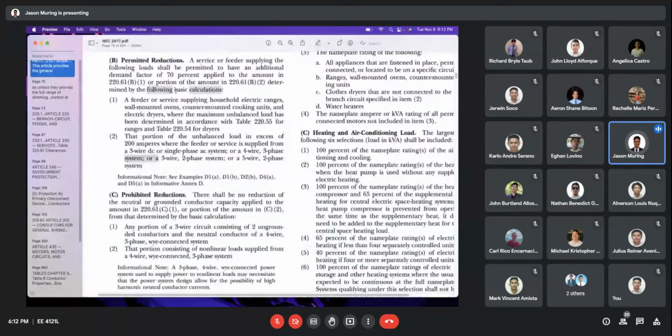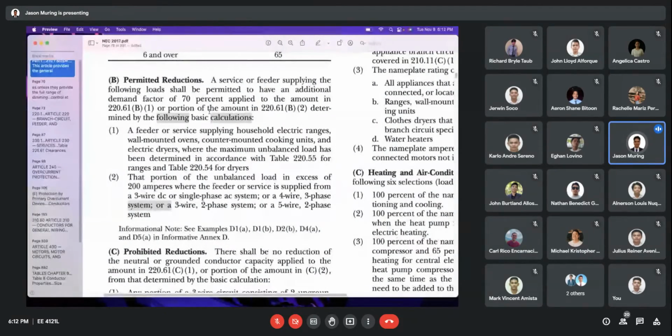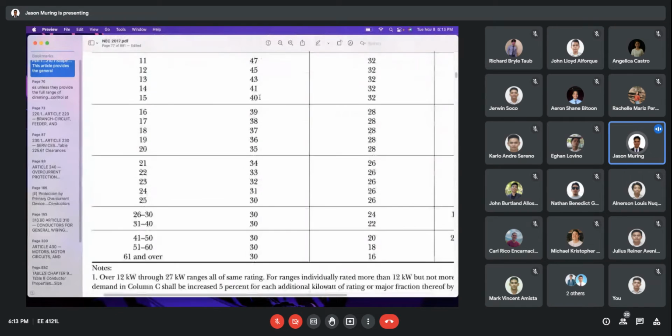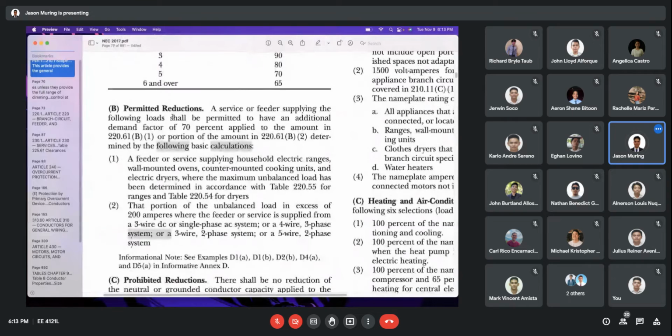Okay, then if there are possible reductions, you can apply a reduction. For example, for a clothes dryer and ranges, we can apply a 70% reduction for the loads we have calculated based on the table given here. For the line, we multiply that by 70%. That would be the reduction part of our neutral load.